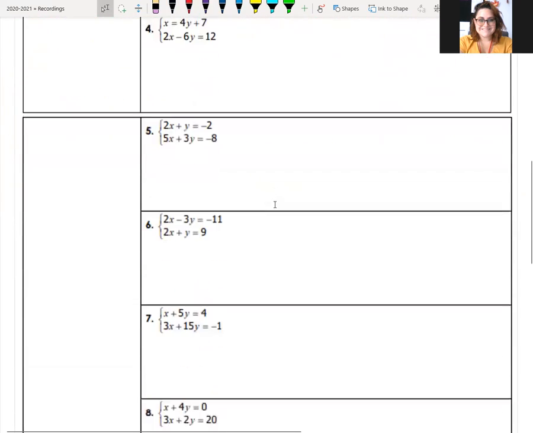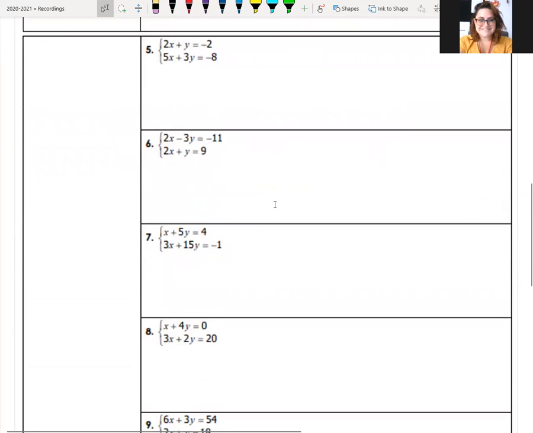Let's go ahead and do one that's going to be a little bit more difficult. We'll go down here. Notice neither of them are solved for x or y. So what we need to do is pick one and solve it. The first thing that I'm going to look for is a y or an x that does not have a variable out front. Variable, I'm sorry, doesn't have a coefficient out front.